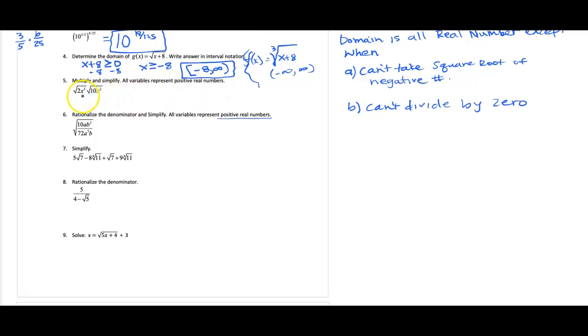Okay, whoops, I meant up here though. I guess I moved down one. Okay, so what I'm going to do here is I'm going to combine these together. Notice that you have to have the same index, right?